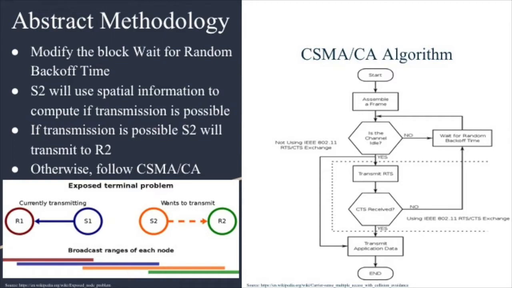The key to understand on this slide is that at a high level, we want to modify simply the block "wait for random backoff time." Rather than immediately jumping directly into that, as is done in the traditional DCF protocol, we want to integrate spatial information and determine whether a backoff is actually necessary. If it is, we'll follow the traditional DCF protocol, else we will perform our own protocol.